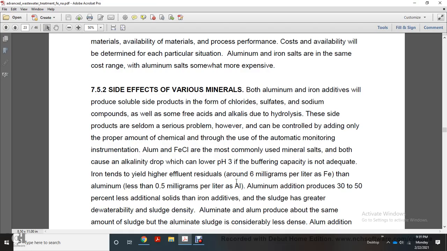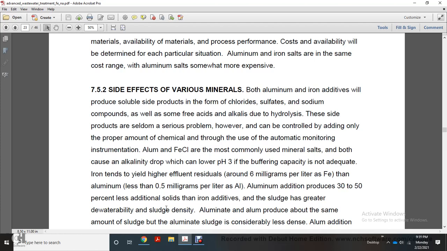Aluminum and ferric chloride are the most commonly used mineral salts. Both cause an alkalinity drop that can lower the pH below 3 where buffering capacity is not adequate. Iron tends to leave a higher effluent residual, around 6 milligrams per liter for iron, while aluminum is 0.5 milligrams per liter. Aluminum addition produces 30 to 50% less additional solids than iron additives.